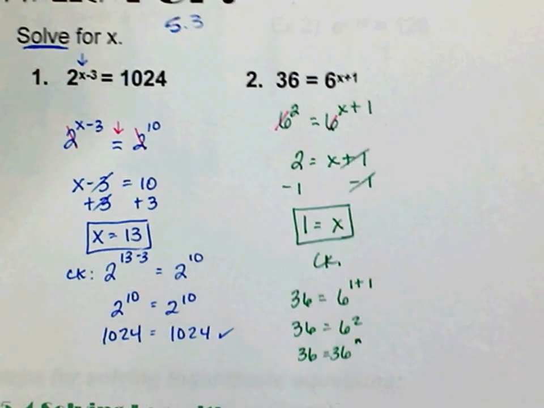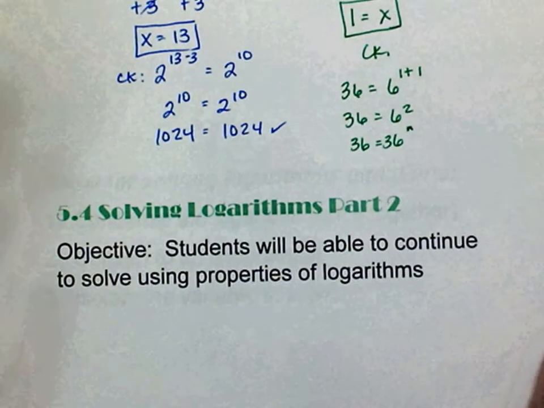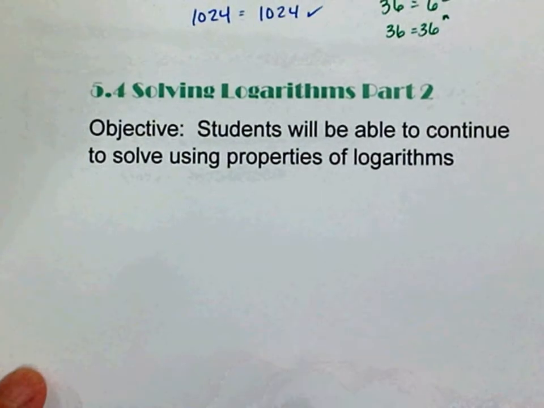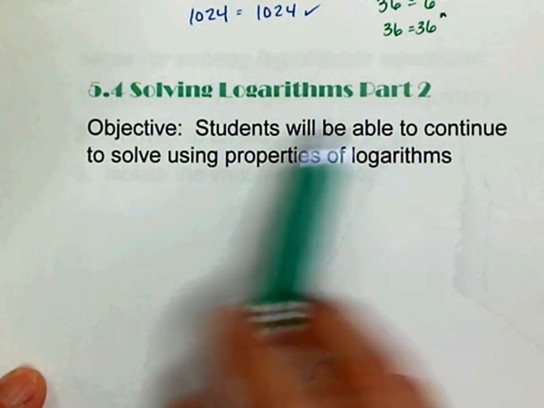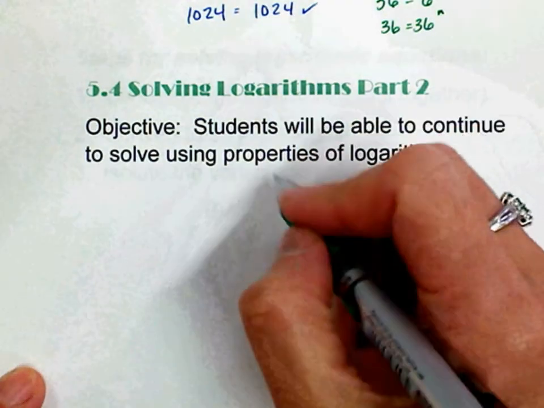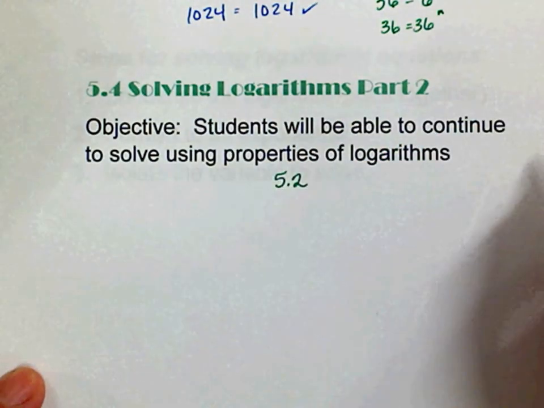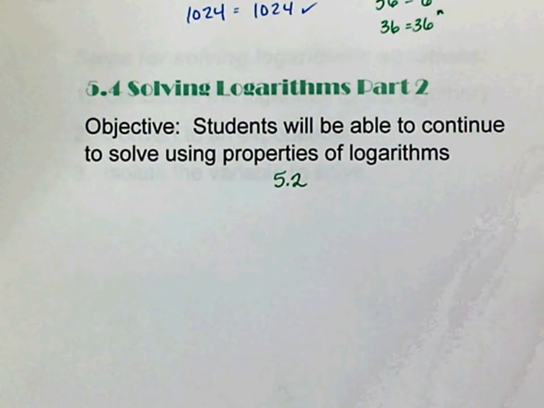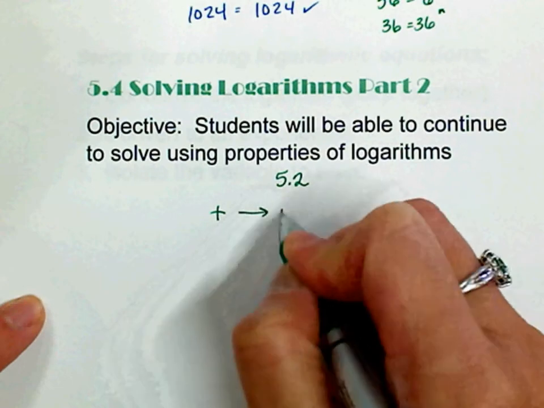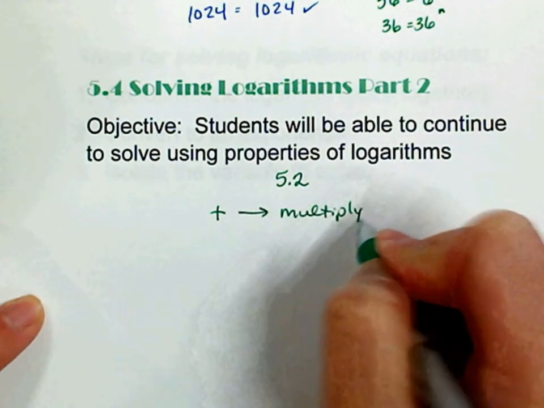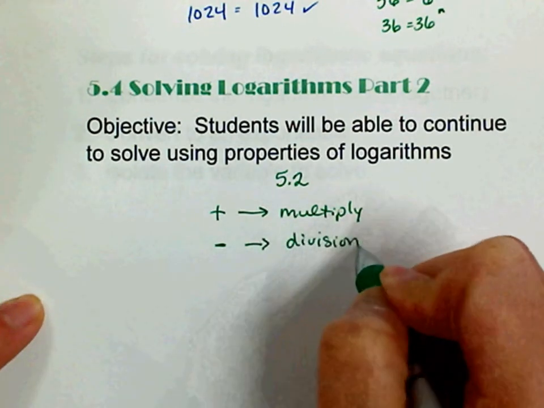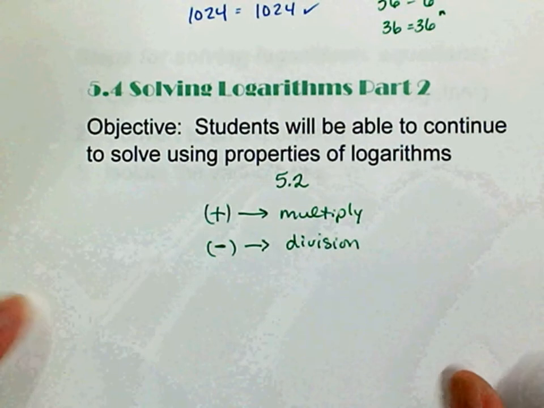All right, so let's take a look. And I'm making videos for my Algebra 3 kiddos. Okay, we are going to solve logarithms part 2. Your objective, students will be able to continue to solve using properties of logarithm. I want to encourage you to go back and look at 5.2, the condensing and the expanding. It's going to come in very handy, and you need to know that. Know that what corresponds with a plus is multiplication. What corresponds with a subtraction is division. So just make sure you remember that.